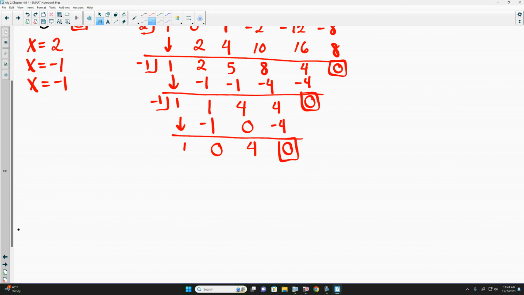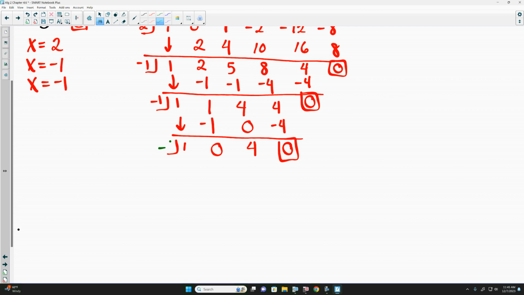Now at this point here, we could try 2 and see if it is repeated. We bring down the 1. 2 times 1 is 2. 0 plus 2 is 2. 2 times 2 is 4. And 4 plus 4 is 8. Since we have a remainder of 8, 2 does not work. -2 will not work either because it didn't cross at -2.